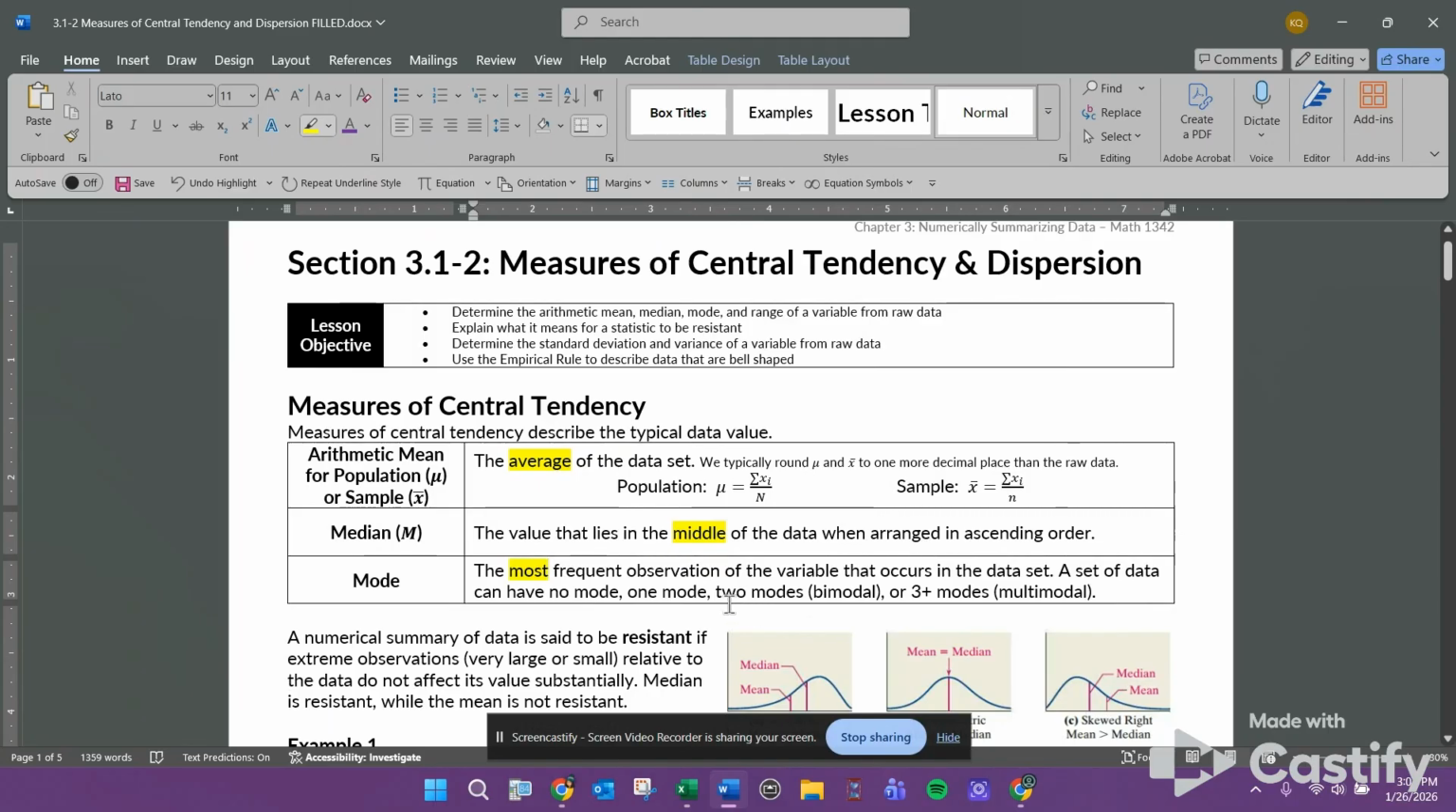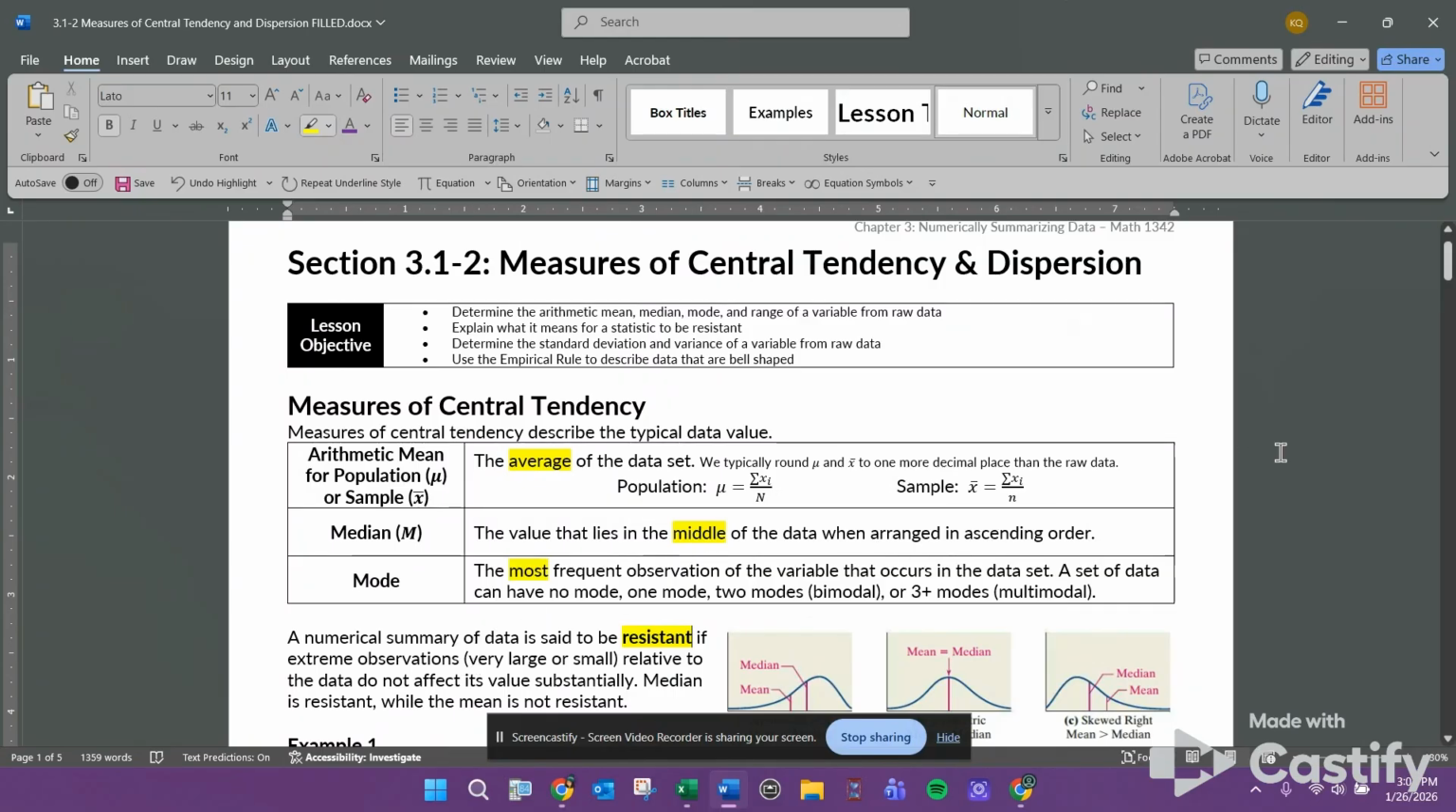Now, as we look at these measures of central tendency, it's very important to understand the idea of resistance. When we're talking about the resistance of a measure, we are talking about how resistant it is to extreme observations. Meaning, if we were to throw in a really, really large observation compared to everything else, would that numerical summary, whatever we're looking at, change substantially because of that extremely large or extremely small value? If it does change, it is called a non-resistant numerical summary.